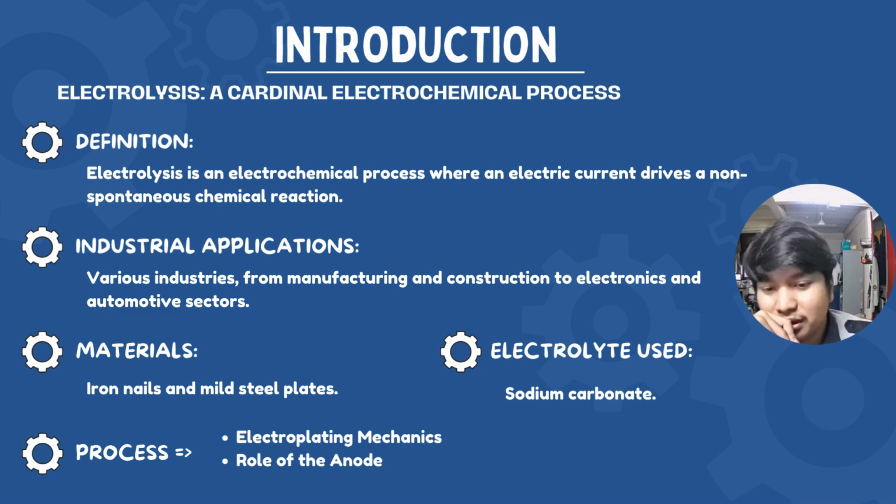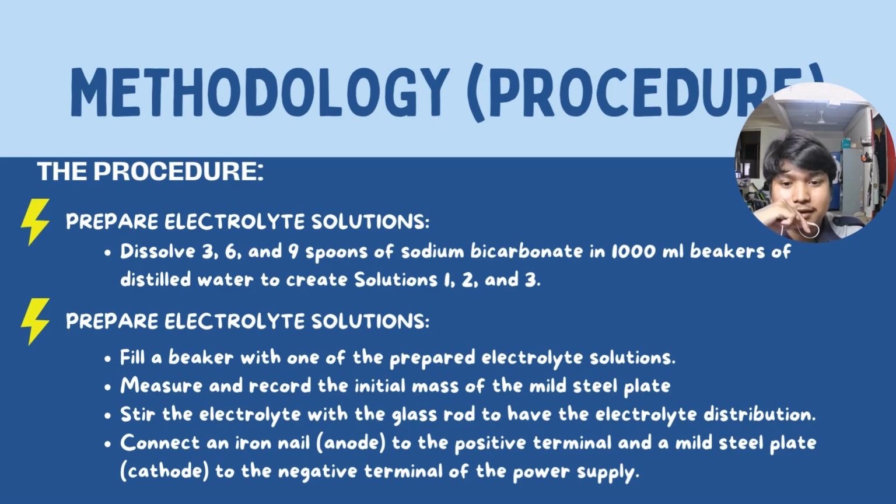The processes that we have here are two. First, the electroplating mechanism, and the second is the role of the anode. The electroplating mechanism is where metal ions from the electrolyte transfer to the substrate, which is the cathode, due to electric current. These ions are reduced at the cathode, forming a metal coating. The anode is often made from the plating metal, which dissolves into the electrolyte to replenish the metal ions.